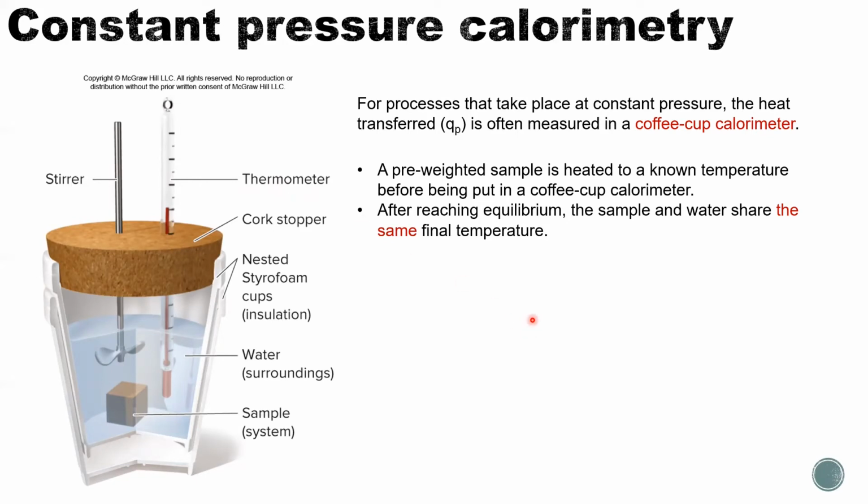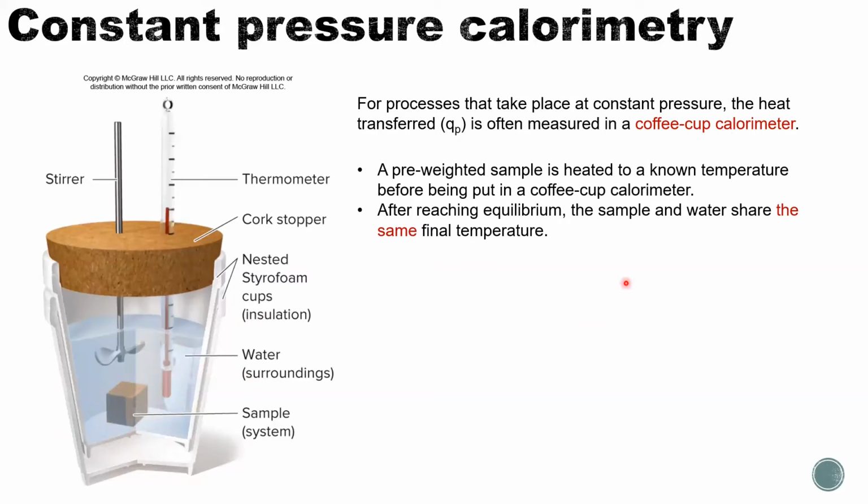In the very end, these two will reach an equilibrium, which means the water and sample will share the same temperature, and that can be read from the thermometer. In this case, if we define the sample as the system and the water as the surroundings, we can say the heat released from the sample or absorbed by the sample equals the heat absorbed by the water or released from the water.